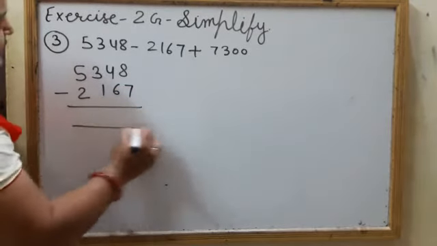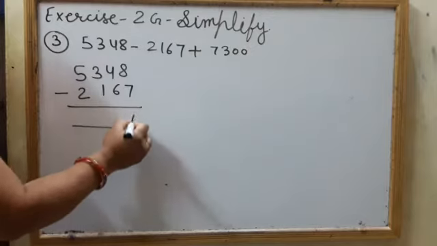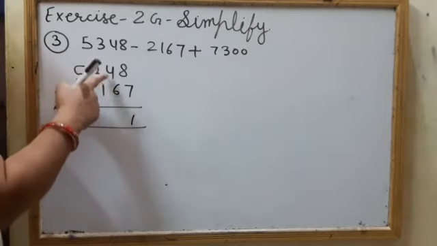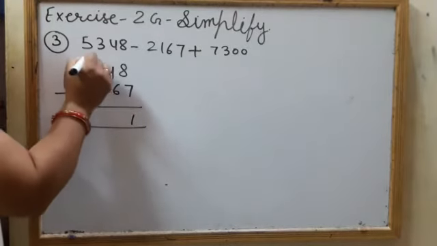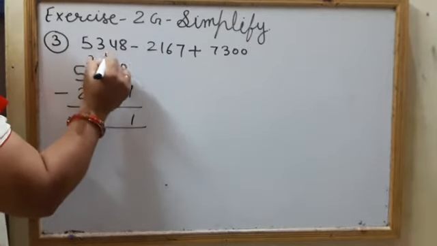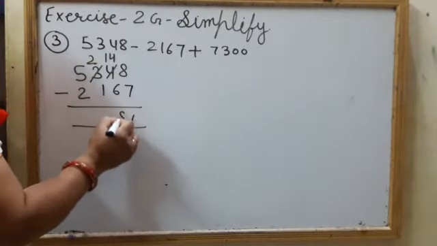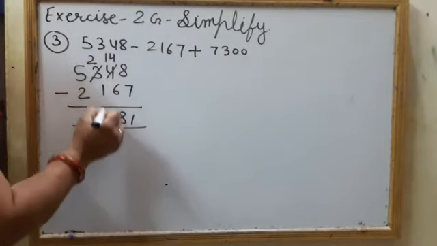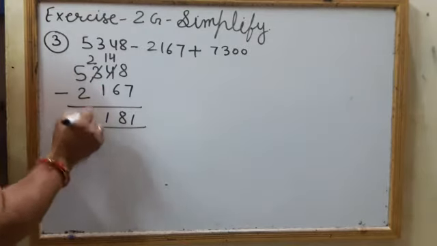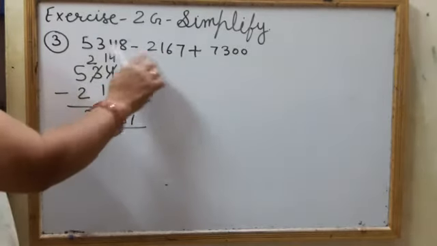We will subtract first. 8 minus 7 is 1. 6 can't be subtracted from 4, so we will take a borrow. 14 minus 6, 8. 2 minus 1 is 1. 5 minus 2 is 3. This is the answer of this operation.